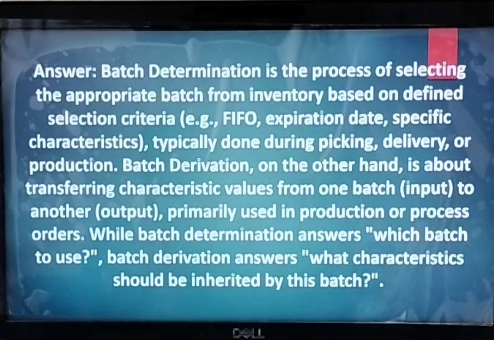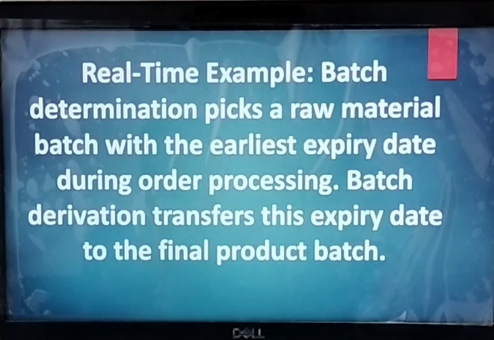Moving on to the next question. Okay, the real time example is, batch determination picks a raw material batch with the earliest expiry date during order processing. It picks up the earliest expiry date since it has to go through the process and turn out to be a finished product. The batch derivation transfers this expiry date to the final product batch. So as I said, batch derivation is data inheritance. Batch determination is a selection logic.